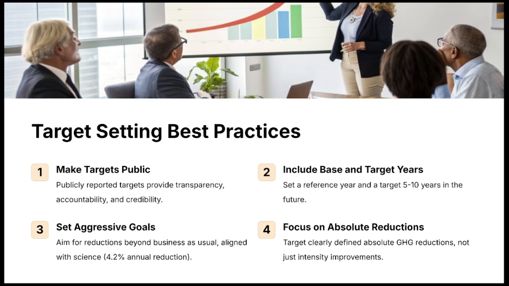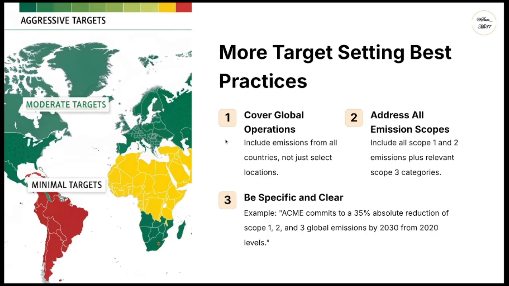And fourth, focus on absolute reduction, not just intensity metrics. This means committing to reduce total emissions regardless of business growth, ensuring that the improvements are real and not offset by increased output. Also, make sure the target covers global operations. Climate impact and responsibility don't stop at borders. So include emissions from all countries where you operate, which ensures a comprehensive and equitable approach.